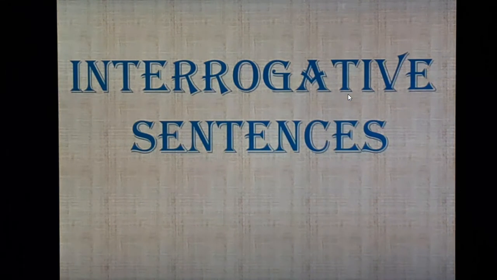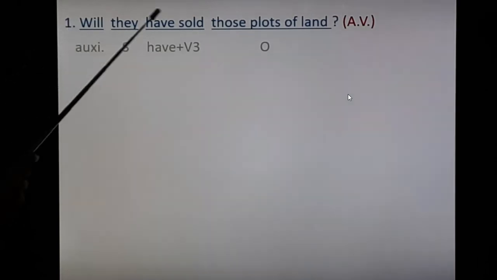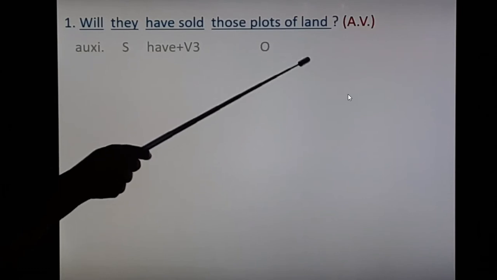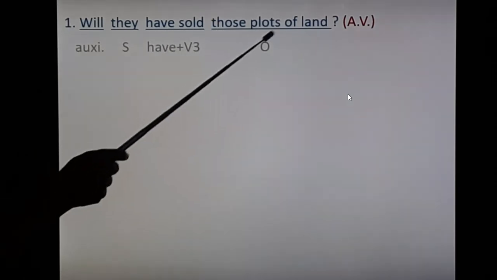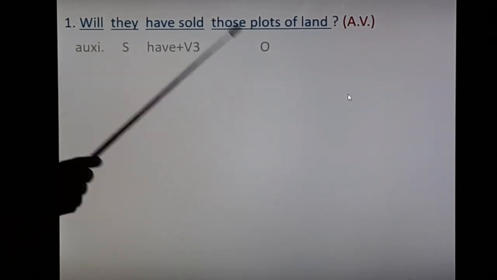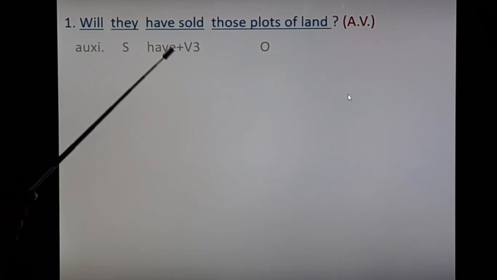Let's see interrogative sentences. First, will they have sold those plots of land? So this is active voice. Will, auxiliary verb, they, subject, have you have to put, sold, that is V3 form because we are doing future perfect tense. That's why here will, have and sold all will come. Those plots of land, so here that is an object. This is active voice. By is not mentioned as well as been is not given.